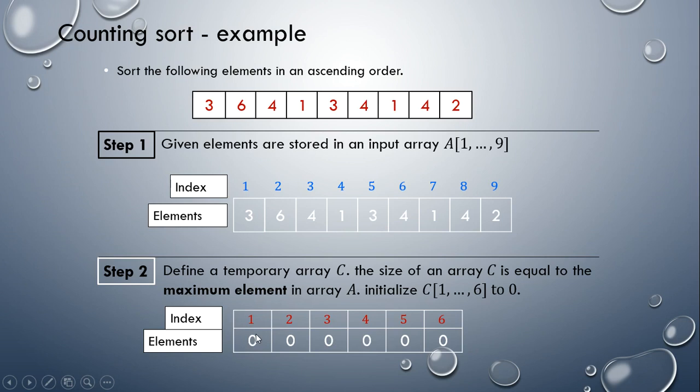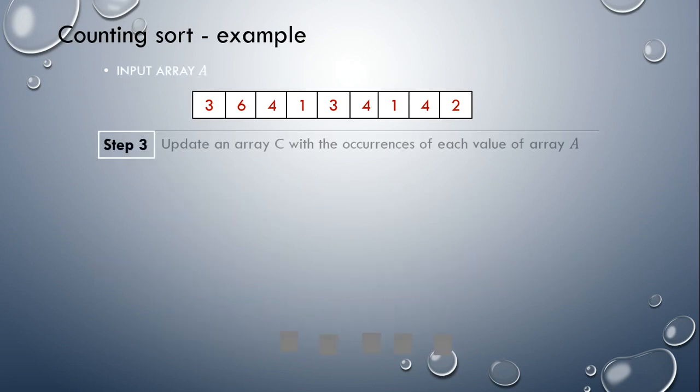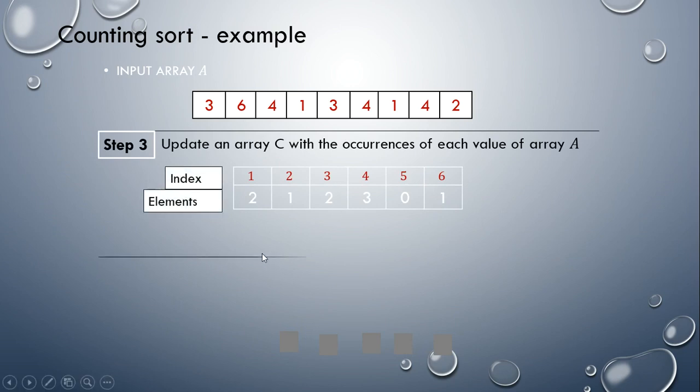The next element is 1, so 1 becomes 2. Next is 4, so 4 becomes 3. Next is 2, so 2 becomes 1. This way we count the number of distinct elements. Now 1 is present 2 times, 2 is present 1 time, 3 is present 2 times, 4 is present 3 times, 5 is not present in the given array, and 6 is present 1 time.